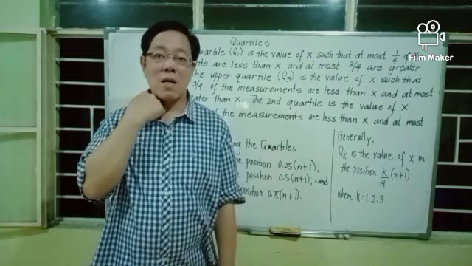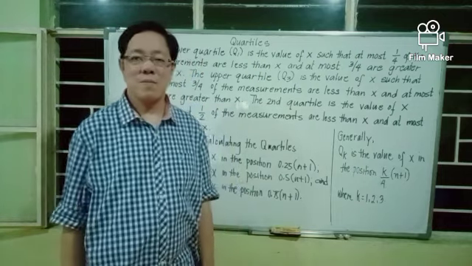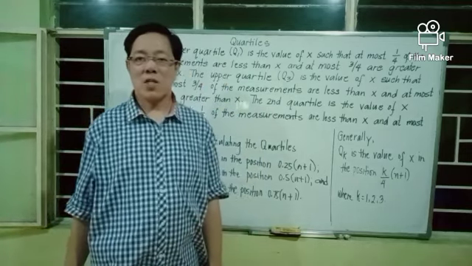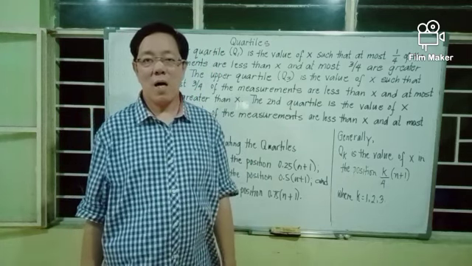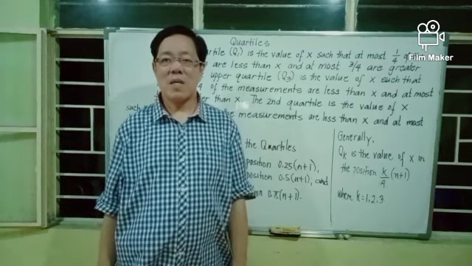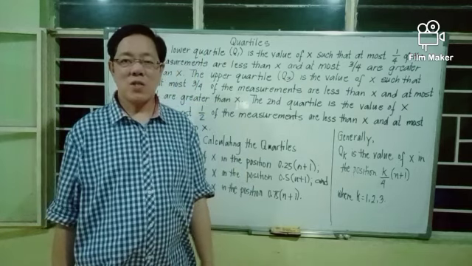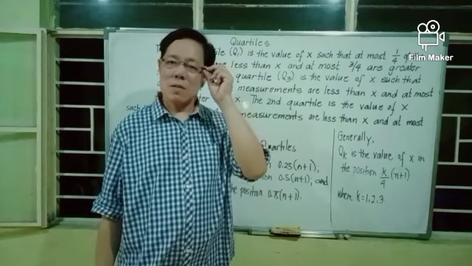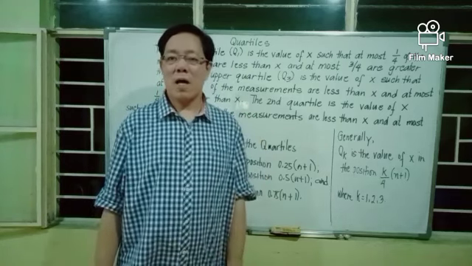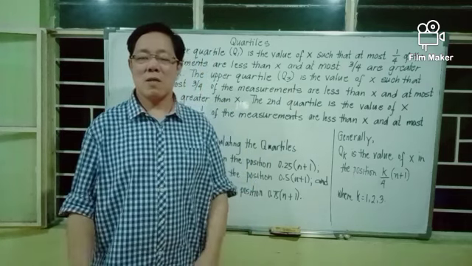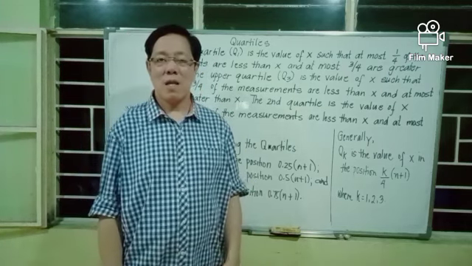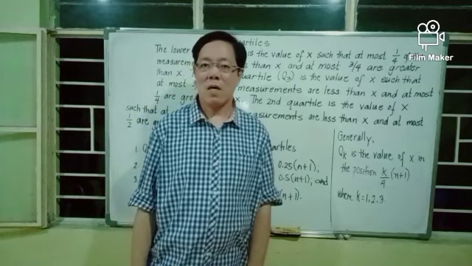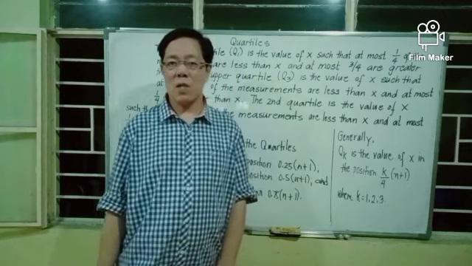Now the middle quartile is the second quartile. And as I said earlier, the second quartile is equal to the median. That means 1/2 or 50% of the set of values or measurements are below or less than the second quartile, denoted by Q sub 2. And the other half, the other 50%, are above or greater than the second quartile or the middle quartile, which is equal to the median.